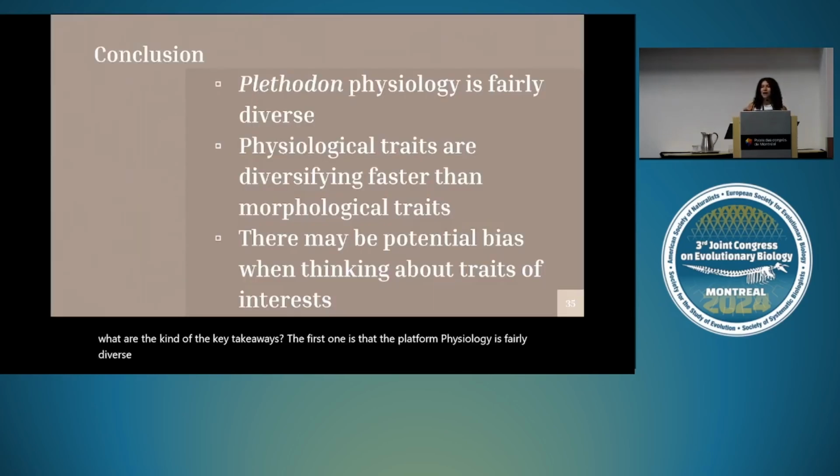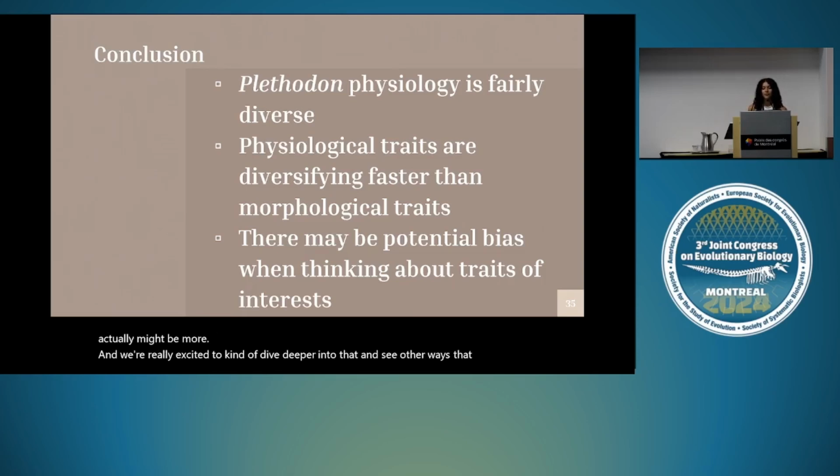They have this bad rap of being non-adaptive radiation, pretty lackluster species. And they are when you look at their morphology for the most part. But when you consider their physiology, you're seeing a different part of the story, and that they actually might be more diverse. And we're really excited to dive deeper into that and see other ways that these patterns might be showing up. And we're seeing that their physiological traits are diversifying faster than their morphological traits, having this faster rate of evolution.